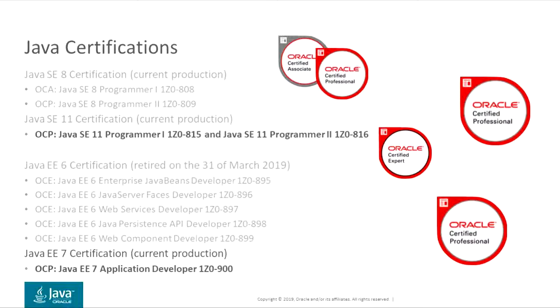And then another streamlining occurred in the Java EE world. All of these exams that were EE6 exams, separate exams such as Enterprise Java Beans Developer, Java Server Faces, and so on, are gone completely. As of 31st of March 2019, forget them. There's 1 exam for the Java EE 7 developer certification and also the OCP certification. Brand new course as well, brand new curriculum. It's basically 1 course curriculum at the moment for Java EE 7.